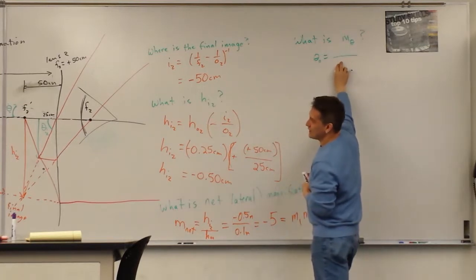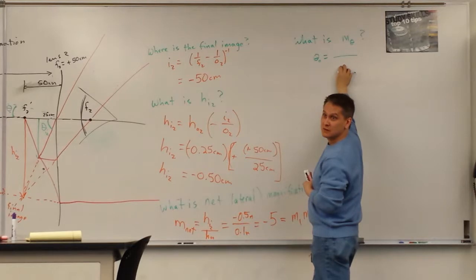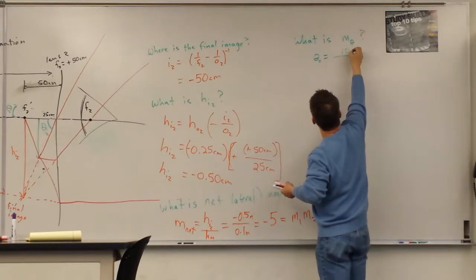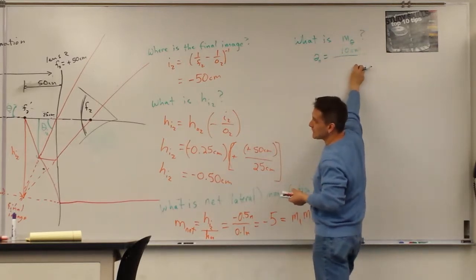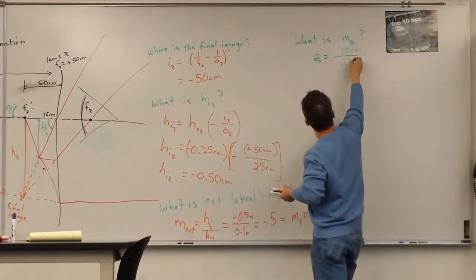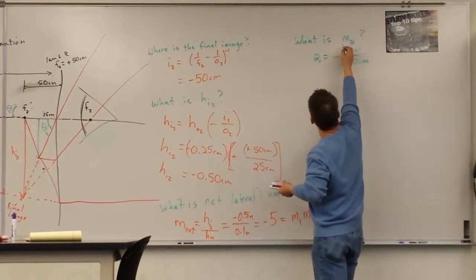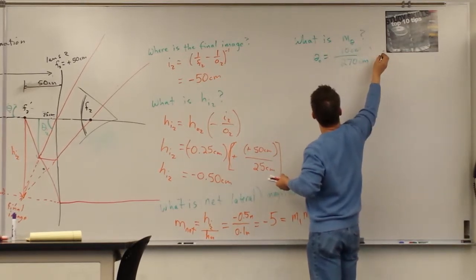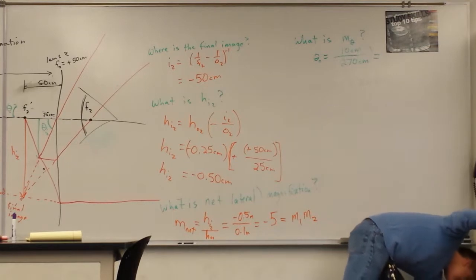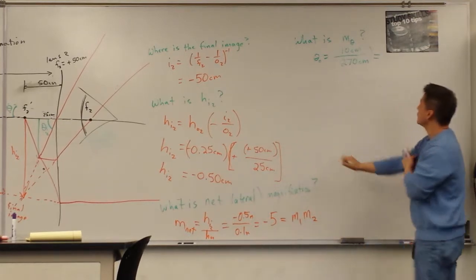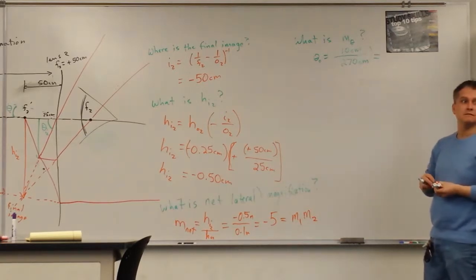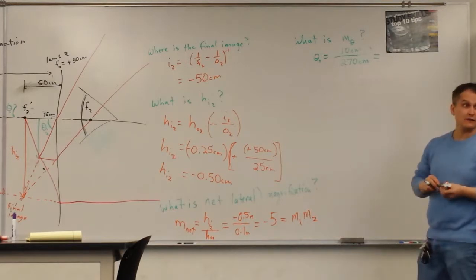And by the way, I'm going to have to go ahead and convert some values into either meters or centimeters just to keep things consistent. So it's going to be 10 centimeters divided by 270. Pretty tiny. This is like 13 times magnification almost. Angular magnification. Yes.